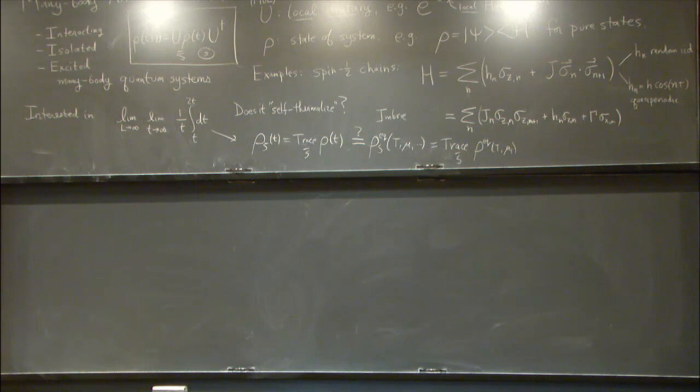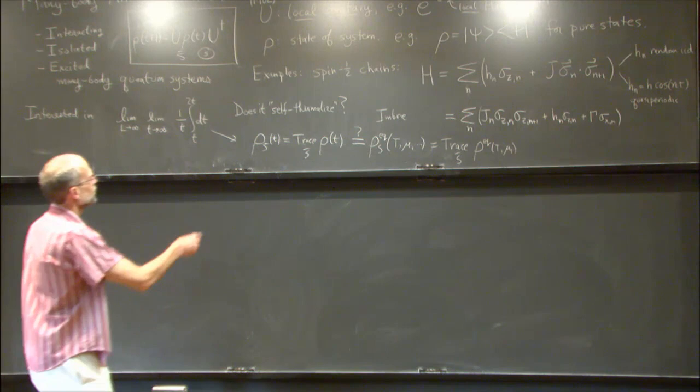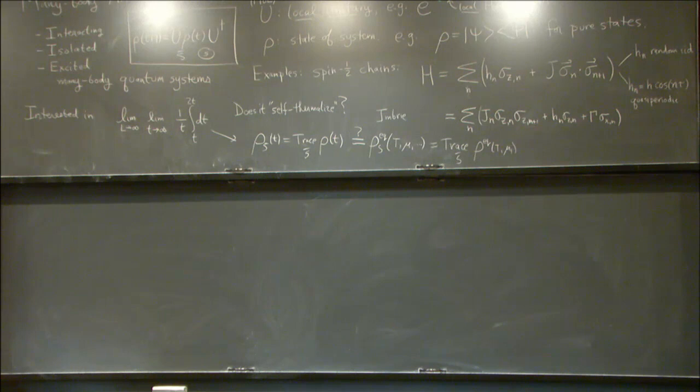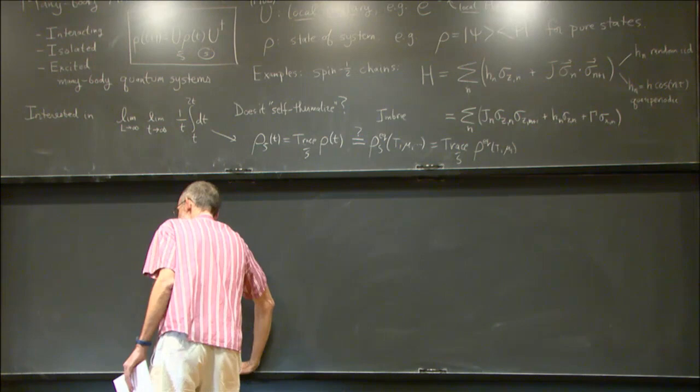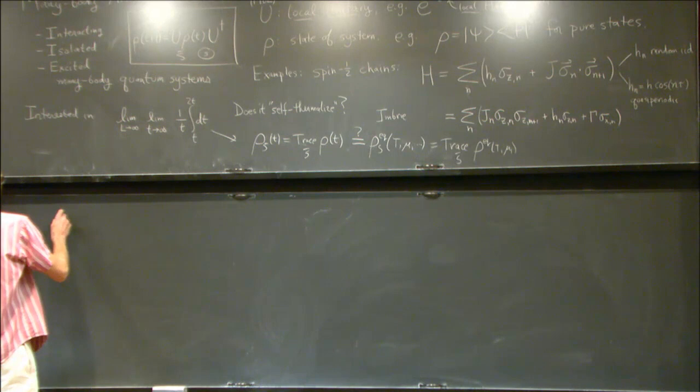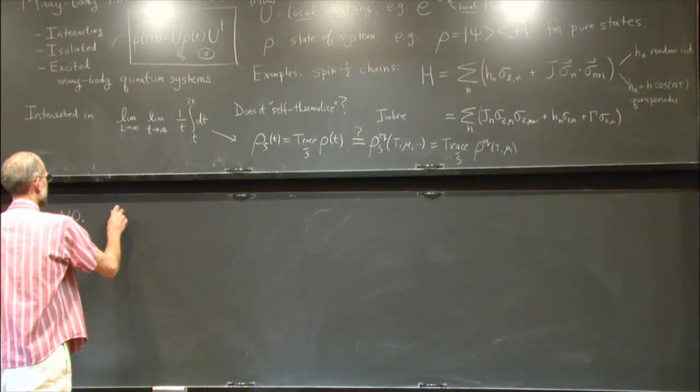We're trying to learn how to think about these things. Okay, so this is a question which you think might have two answers, yes and no. But in some sense there are three answers, because there's fine print on yes. So the answers to that question: one possibility is no, right? And if that is true, we call this the MBL phase.